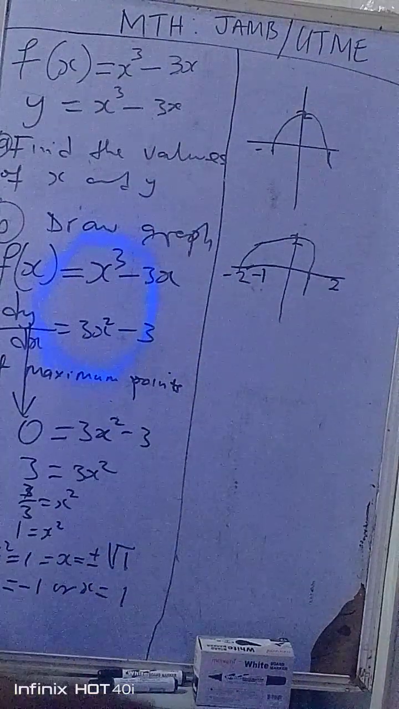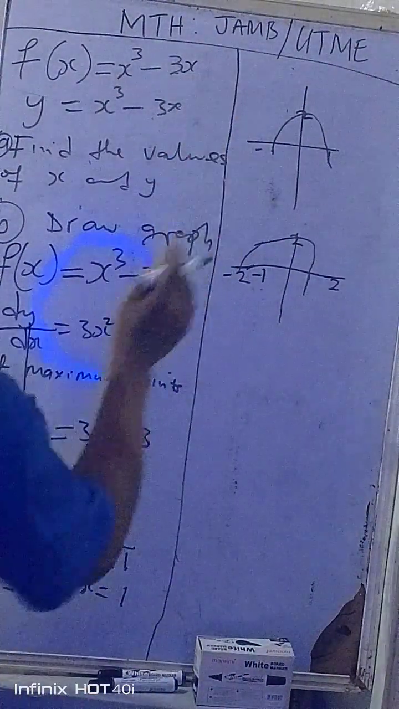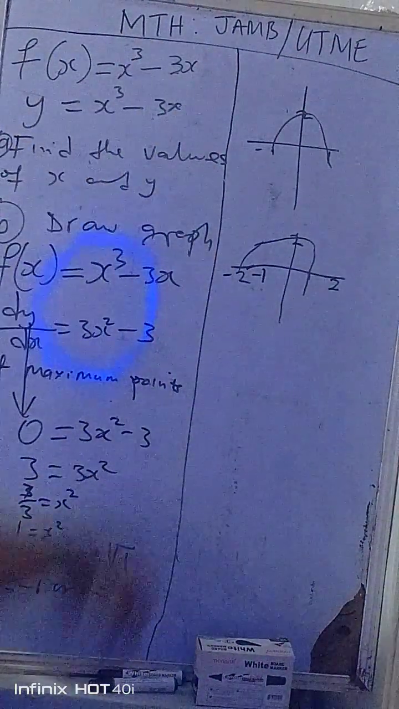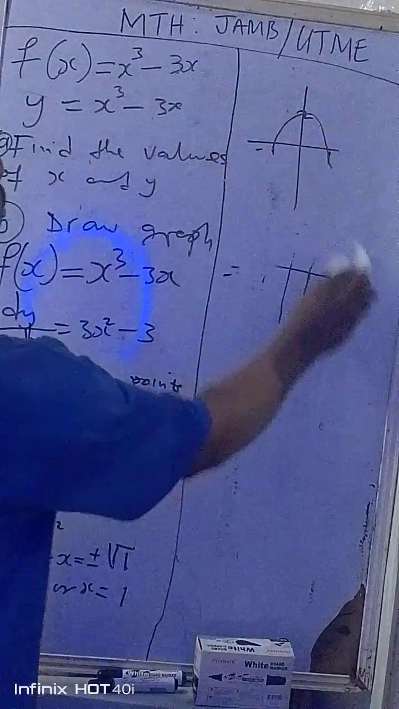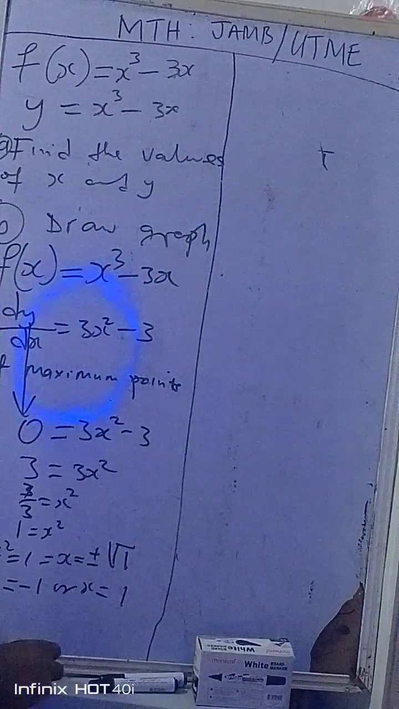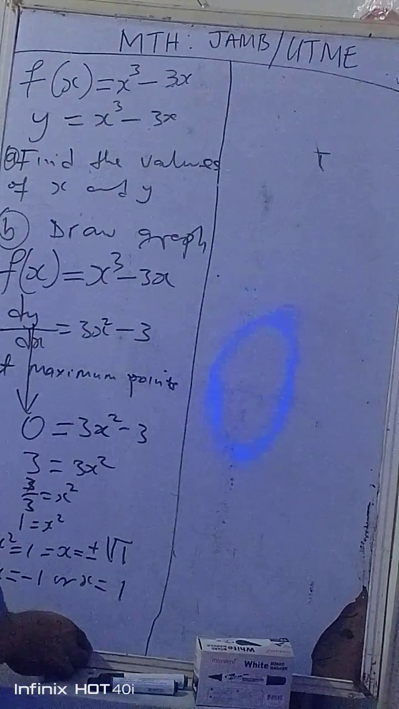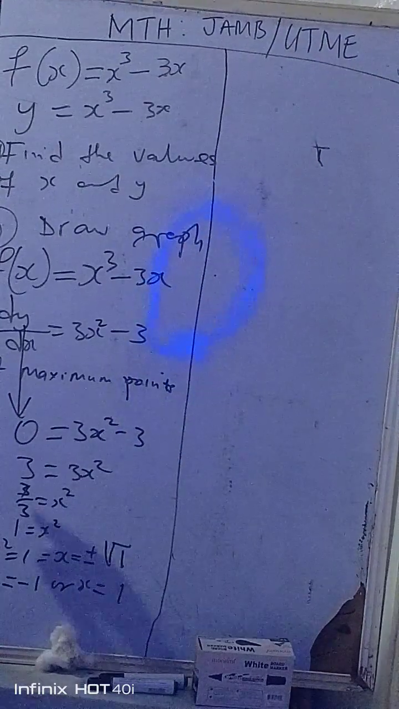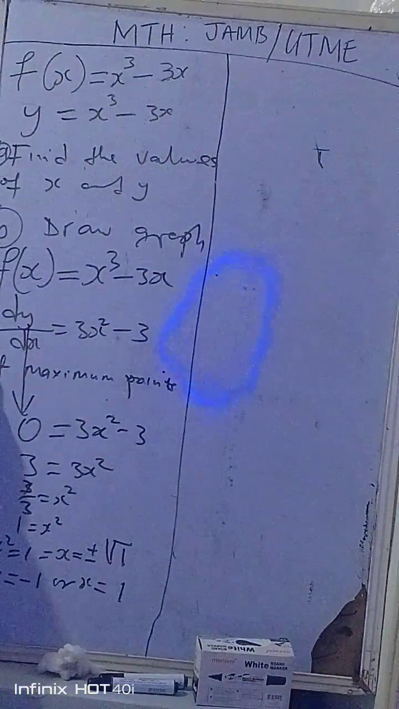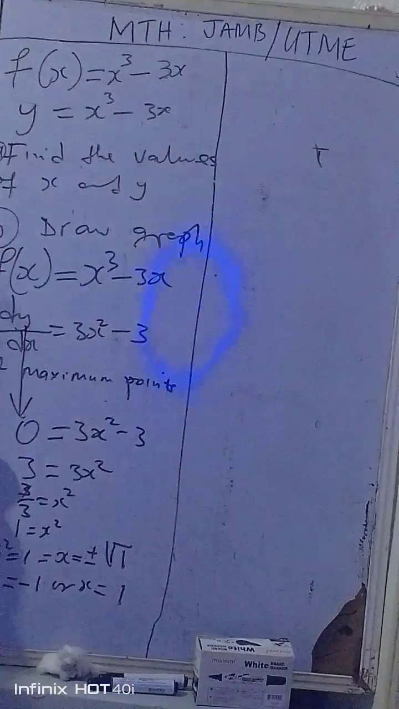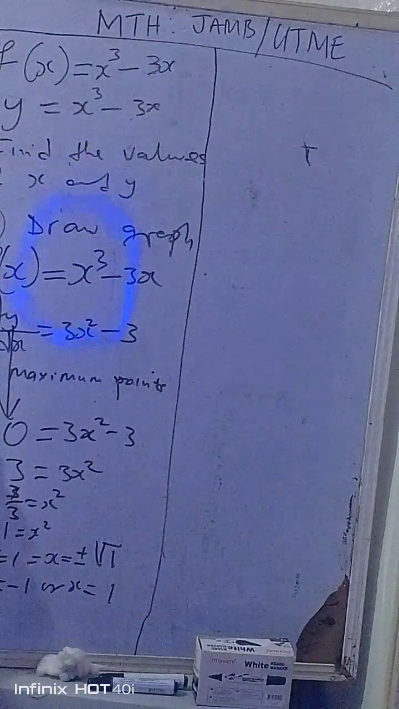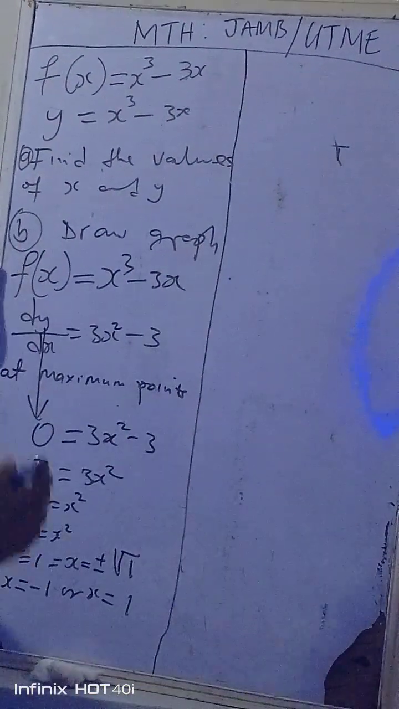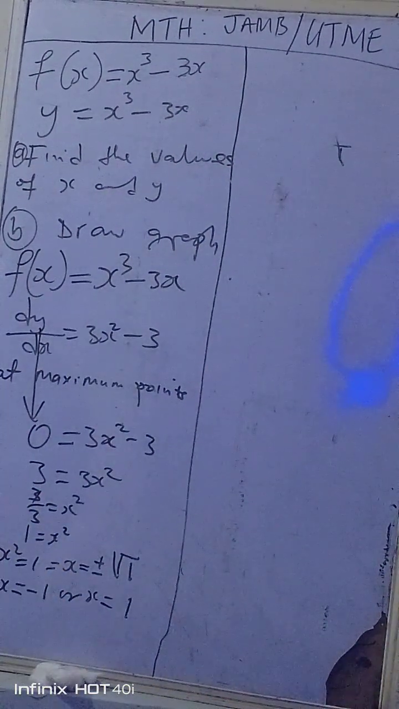So remember, it is the graph they are asking us, which of the graphs is a true representation of this equation. So they will give you a different one. Okay? So we've gotten the value for x now, right? What is remaining for us now is to get y.